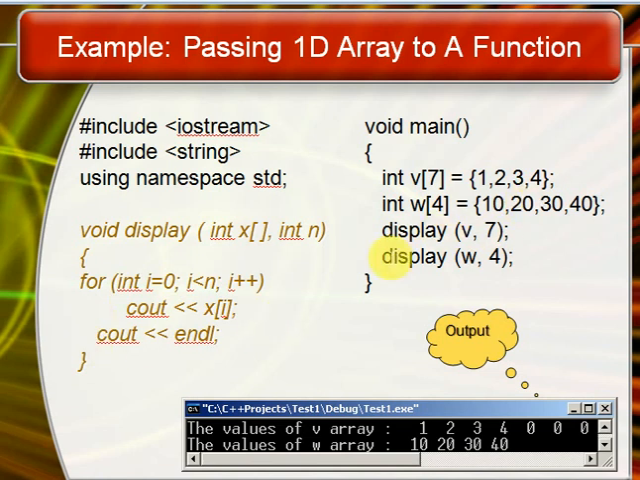Now execute this display function with these two parameters, that is the reference of array w. The content of the array will be stored in this variable, the int x array, then 4 will be copied in n. The loop will display the contents of the second array, that is the w array. It's the output of this program: the values of array v, 7 values, the first 4 are given values, the next 3 are 0 values, and the values of array w, that is 10, 20, 30 and 40.